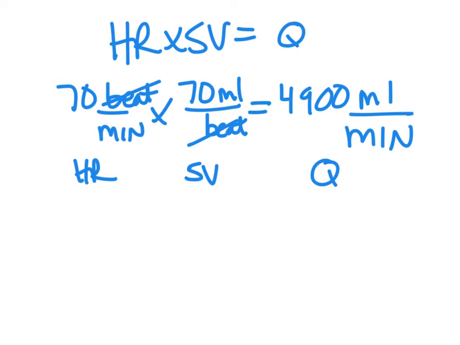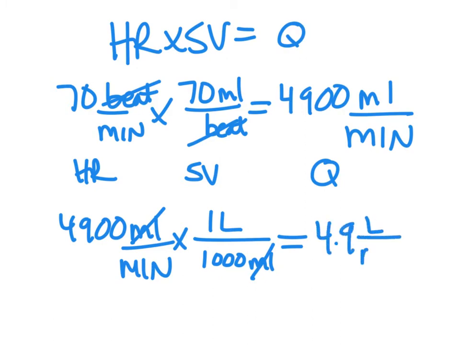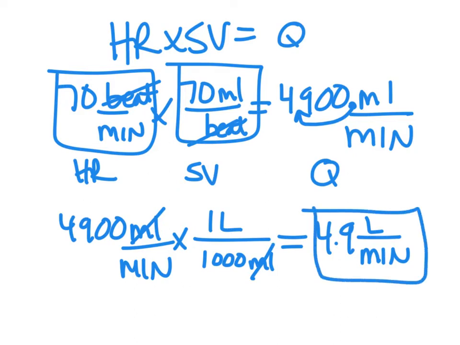However, cardiac output is usually expressed in liters per minute, not milliliters per minute. So you need to take 4,900 milliliters per minute and convert it into liters. 1 liter is 1,000 milliliters. So if you do the math, 4,900 divided by 1,000, milliliters cancel, 4.9 liters per minute. All we did was take the decimal place and move it 3 spots to the left. So if I gave you a heart rate of 70, a stroke volume of 70, and asked you to calculate cardiac output, you should come up with 4.9.